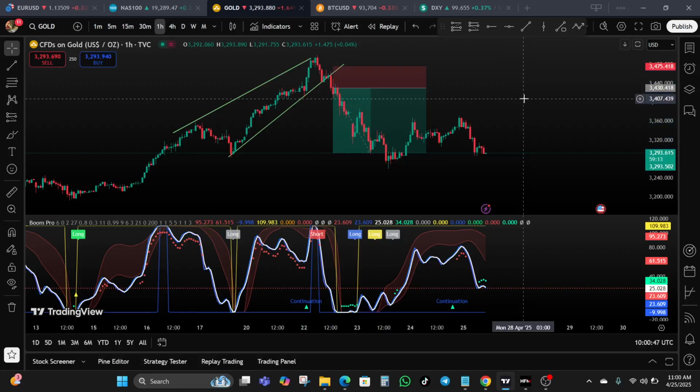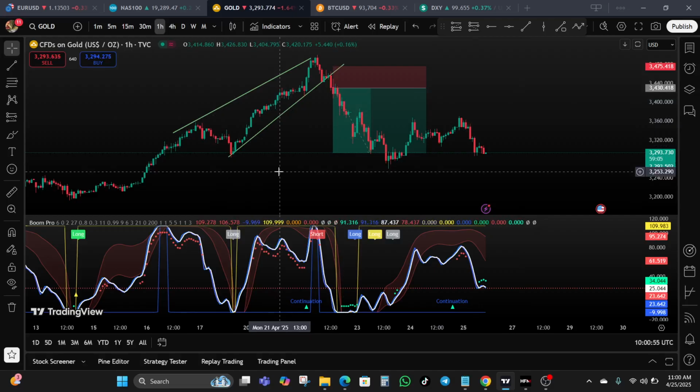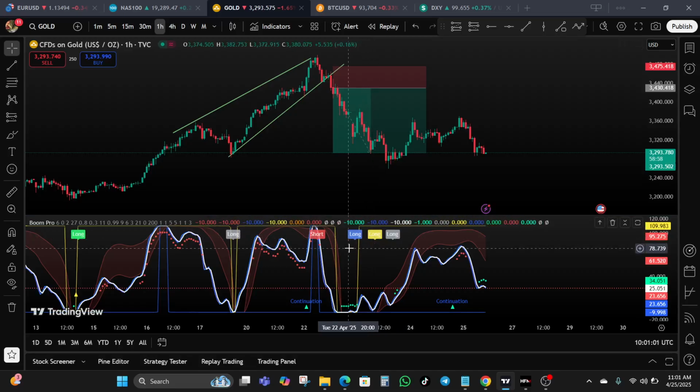Okay, ensure that you don't rely on the indicator alone. Use it in conjunction with other techniques, trend line breaks, candlestick formations, whether it's doji, engulfing patterns, or what have you. The Boom Hunter Pro acts as your early warning system. It gives you the heads up, but it's still your job to confirm the trade setup.